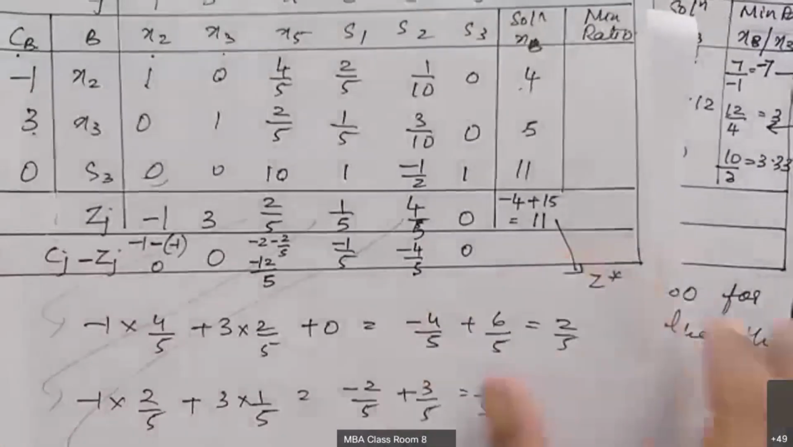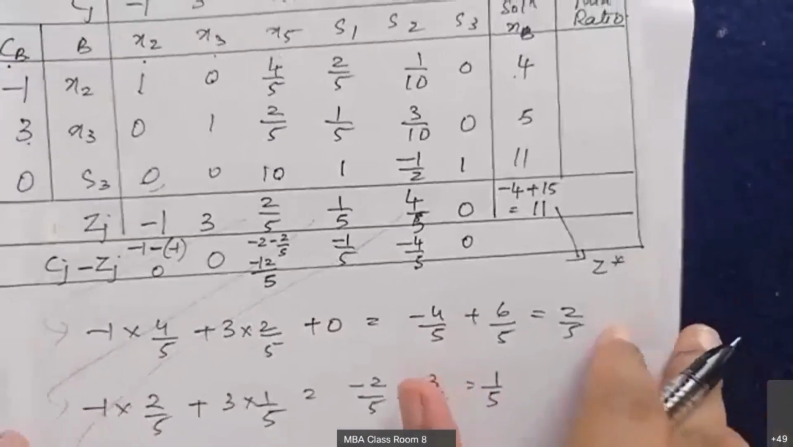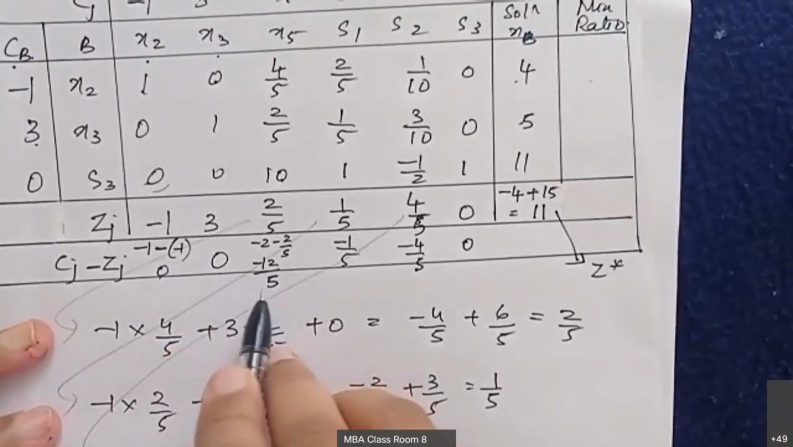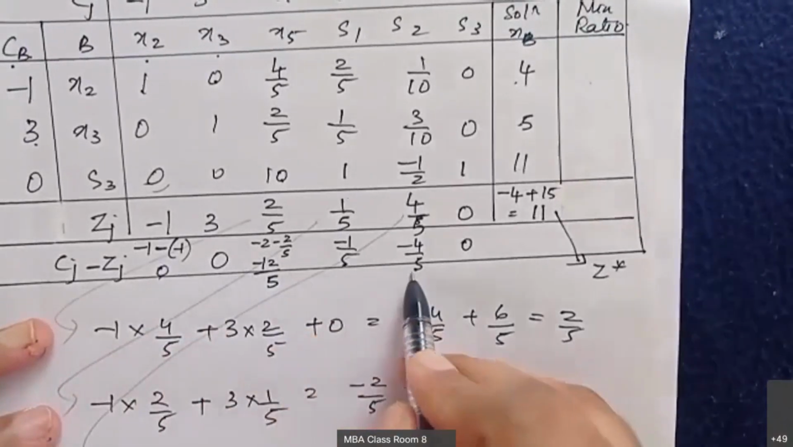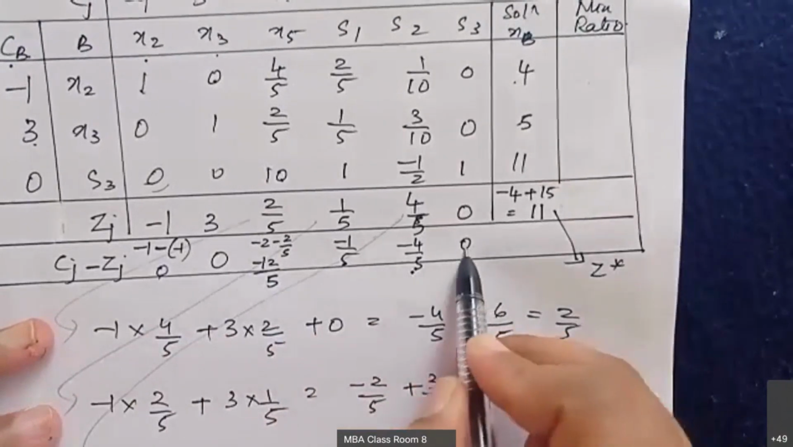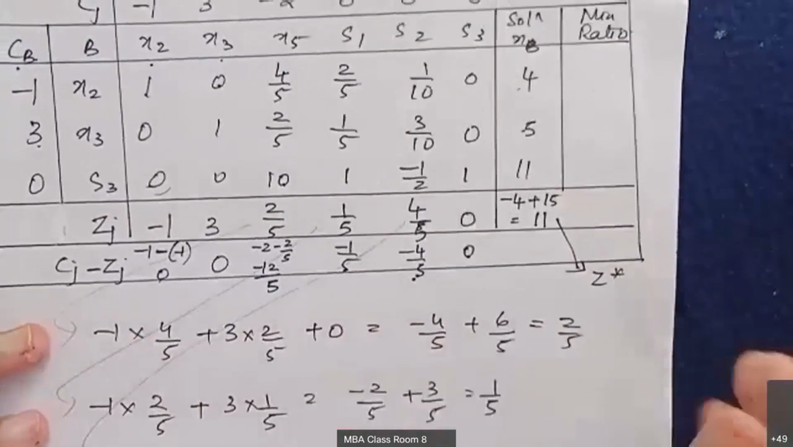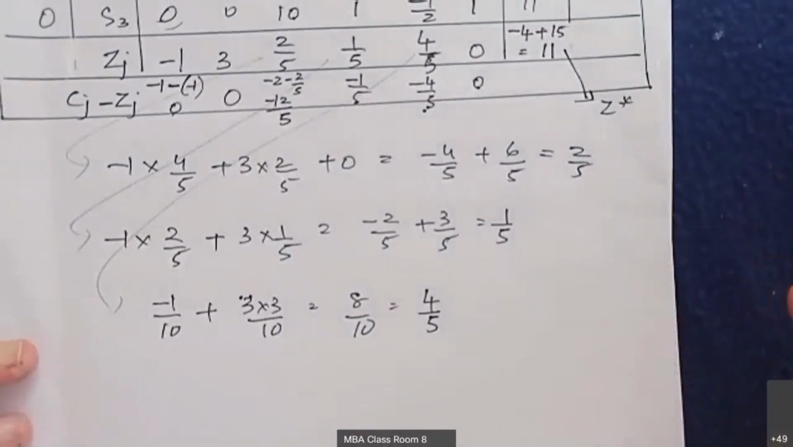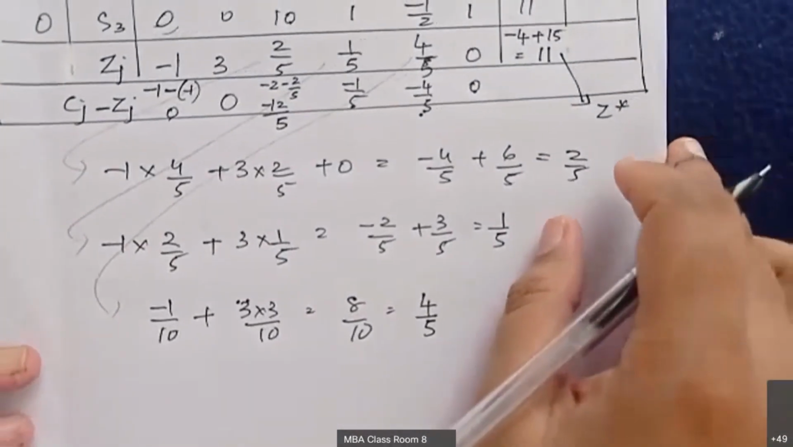Okay, now check the optimality condition. Over here we have 0, 0, minus 1, minus 12 by 5. Here again minus 1 by 5. Here we have minus 4 by 5. Here we have 0. All the values of Cj are either 0 or a negative number. So we have reached the optimality condition.